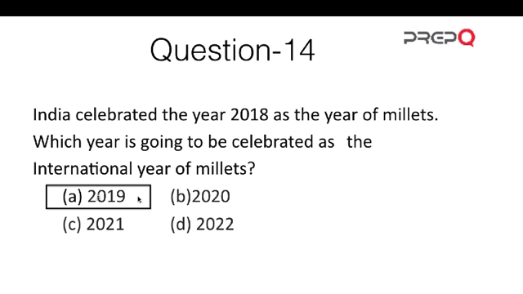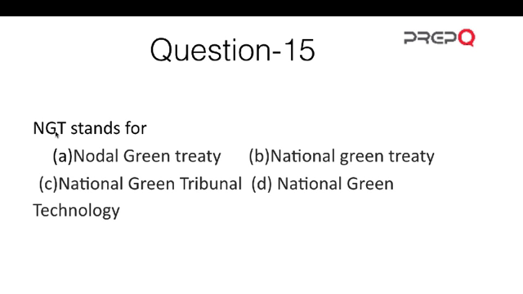What about cereals? Which crops are called cereals? Rice, wheat, maize, barley, oats. These crops are cereals. Next question, NGT stands for? NGT stands for National Green Tribunal. The correct answer is National Green Tribunal.